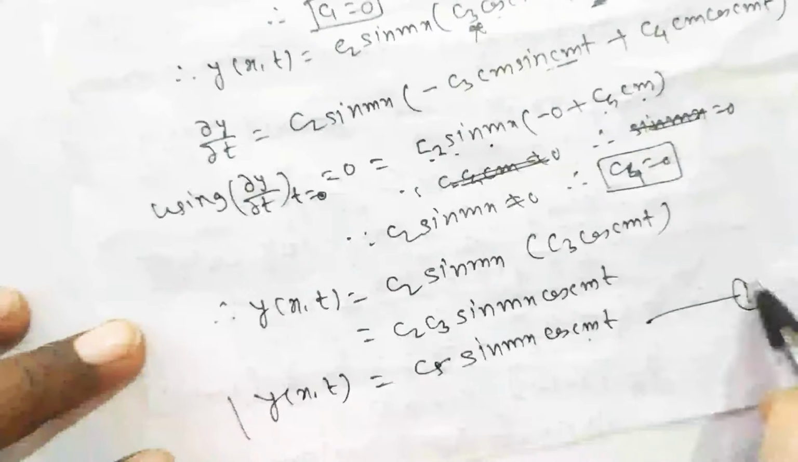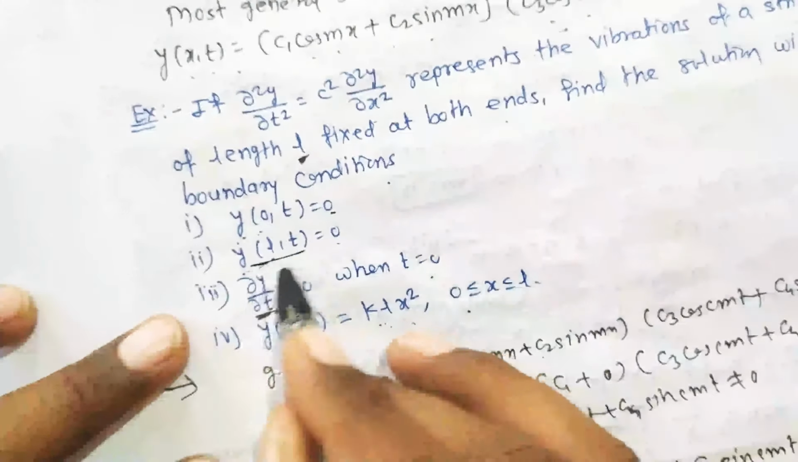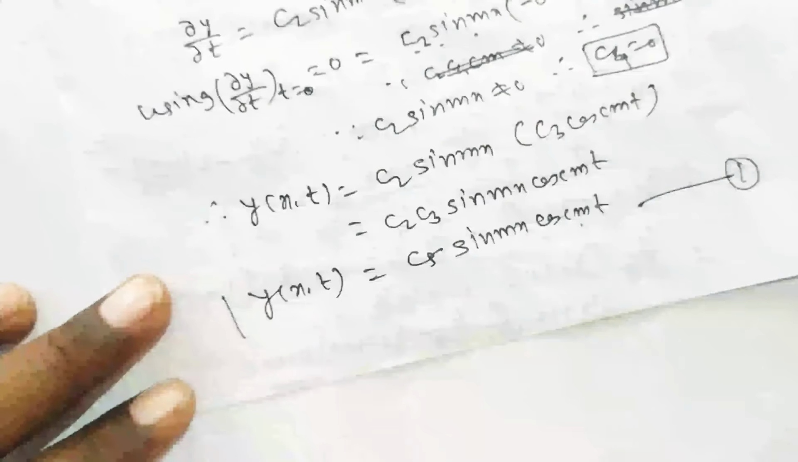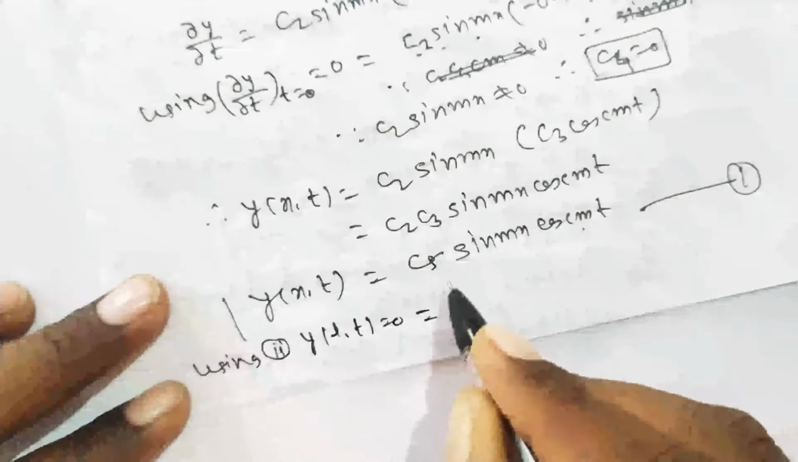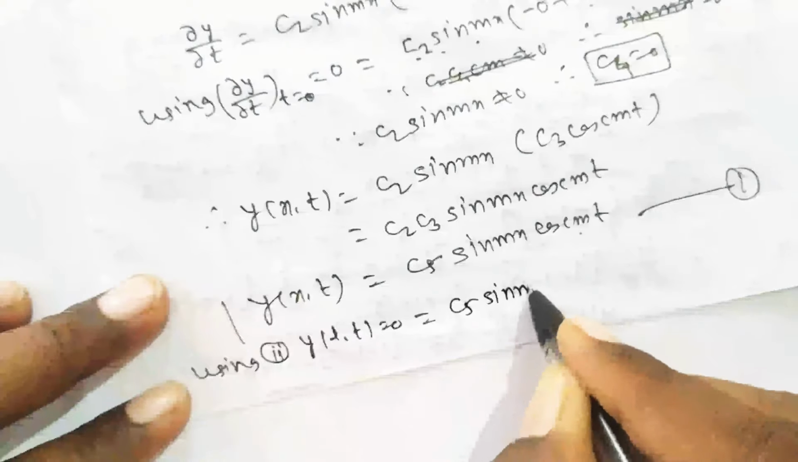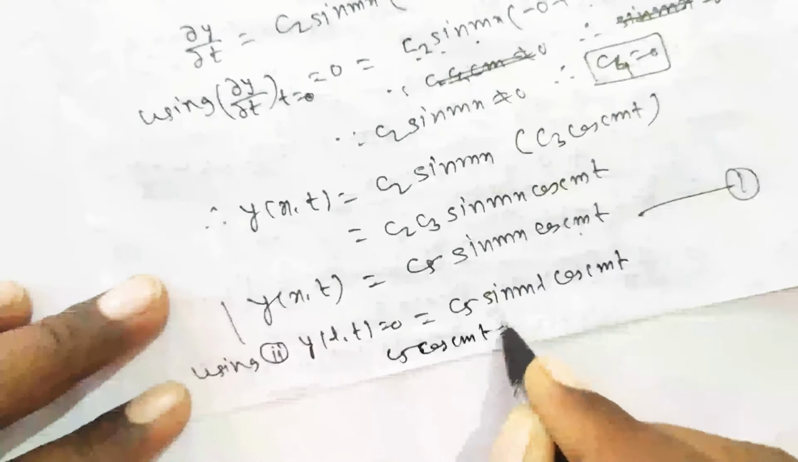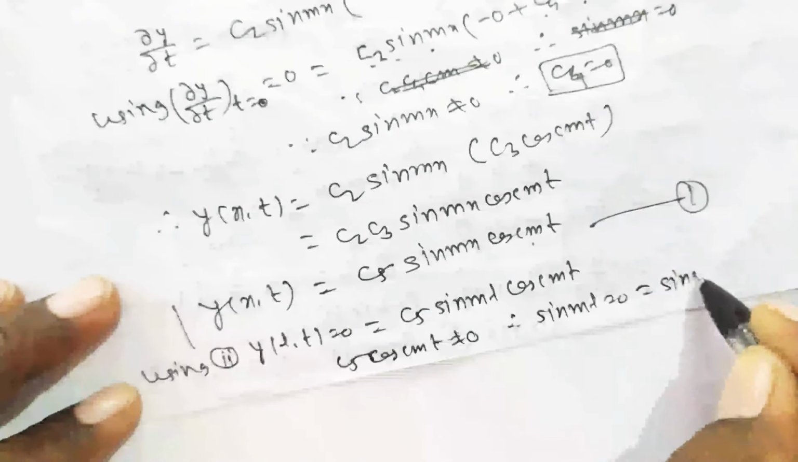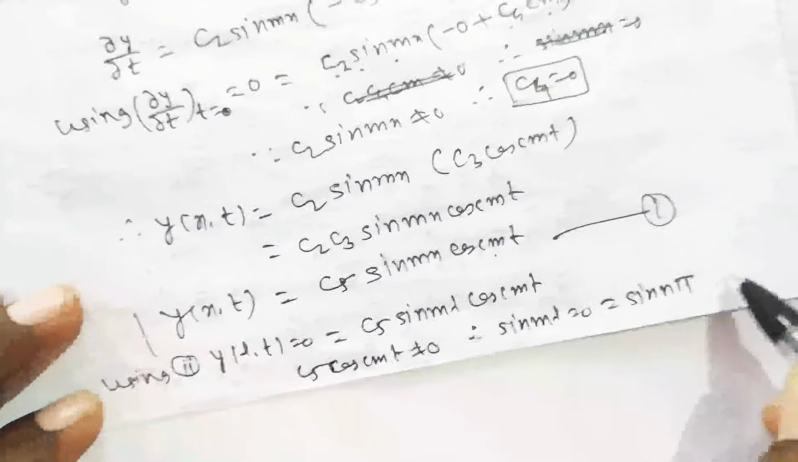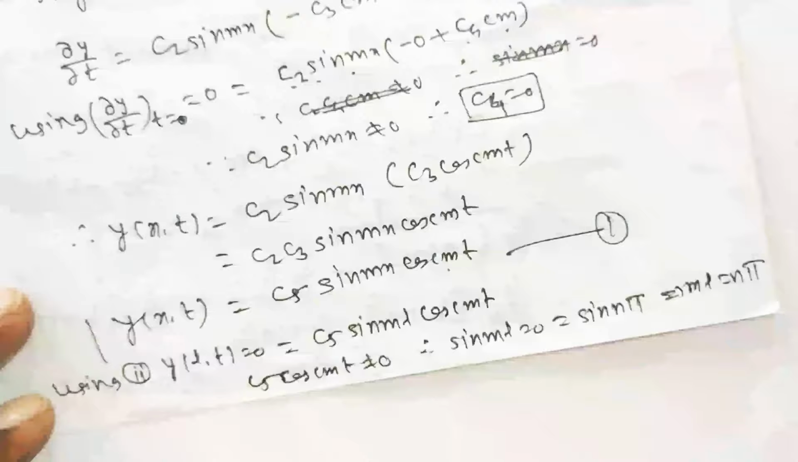Now this is equation 1, and our next target is m. Same as heat equation, we have to find the value of m using this condition. Means using the non-zero value of x, we find m. So using the second condition, y of l, t equal to 0, put here x equal to l: c5 sin ml into cos cmt, but here again c5 cos cmt is not equal to 0, and therefore we get sin ml equal to 0. And sin ml equal to 0, we know that sin n pi is 0 for all values of n. So sin ml equal to 0 equate with sin n pi. From this we can write ml equal to n pi, and from that we can find the value of m, that is m equal to n pi by l.